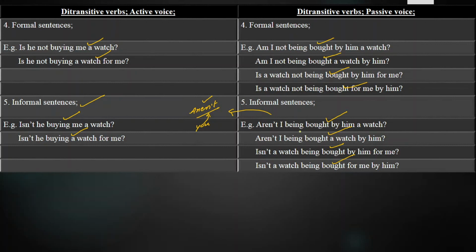And one thing let me clear for you. For am not, some students write A-M-N apostrophe T and then read it even as amant. Keep in your mind that it is neither amant nor ant. It will be written in this way. This is the best and correct way to write the short form of am not.